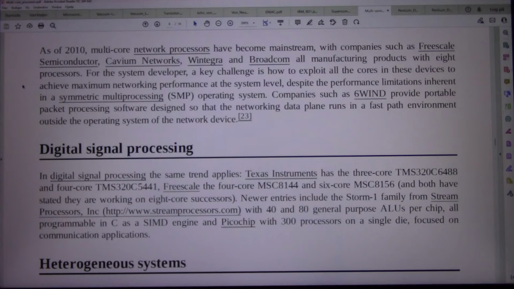As of 2010, multi-core network processors have become mainstream, with companies such as Freescale Semiconductor, Cavium Networks, Wintegra and Broadcom all manufacturing products with 8 processors. For the system developer, a key challenge is how to exploit all the cores in these devices to achieve maximum networking performance at the system level, despite the performance limitations inherent in a symmetric multiprocessing (SMP) operating system. Companies such as 6WIND provide portable packet processing software designed so that the networking data plane runs in a fast path environment outside the operating system of the network device.